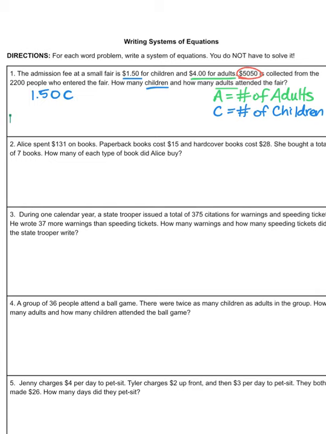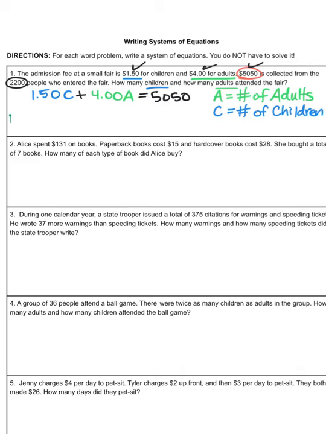So my first equation is just going to be about money. I've got $1.50 for children, $4 for adults, and I know that it's going to total $5,050. And clearly they must be adding the two. So my first equation is right here. Now notice I've used this one, and this number. The only number I haven't used yet is this 2,200 people.